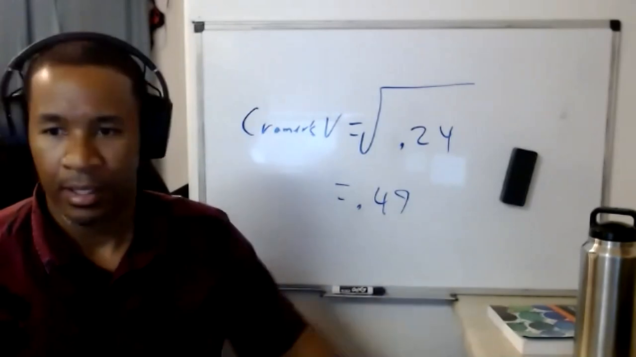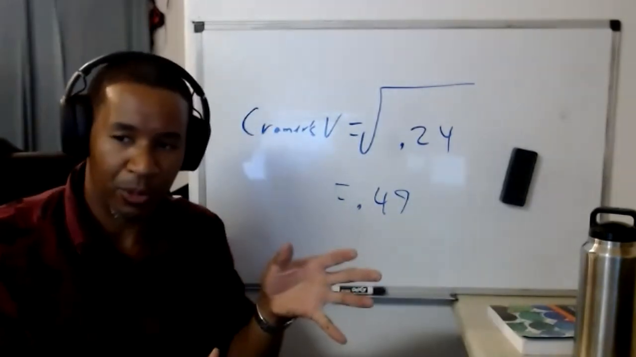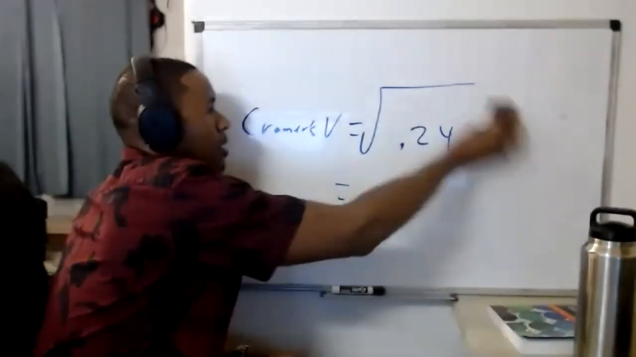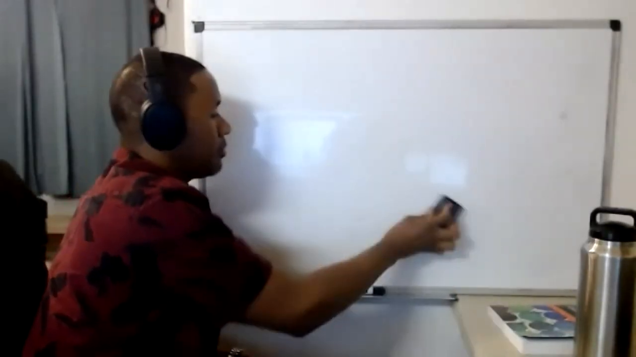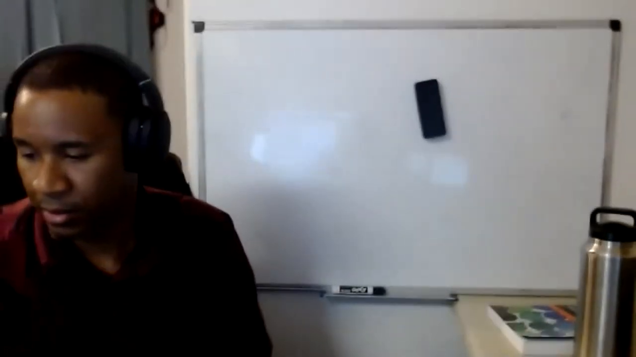0.49, okay? So that's how we go about calculating Cramer's V, and you're going to use Cramer's V when lambda doesn't work. Anybody have any questions about that? Good.